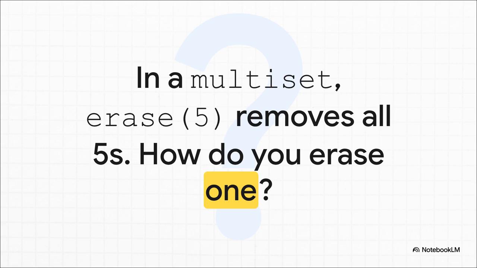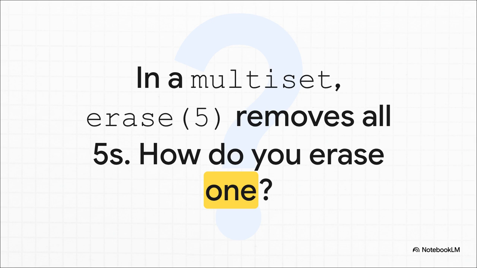So let's say you have a multiset with three 5s in it. If you call s.erase(5), it doesn't just remove one, it removes all of them. Poof, they're gone. So how do you get rid of just a single one? Well, the trick is that you can't tell erase the value you want to remove.